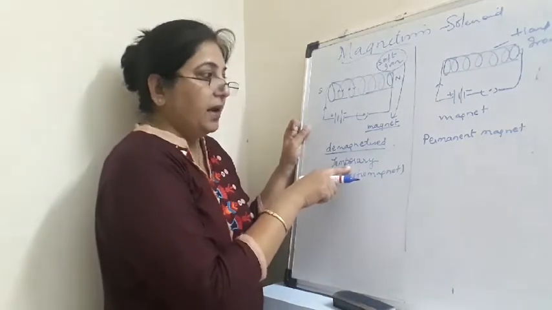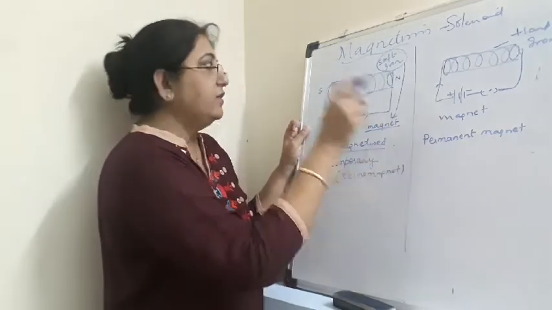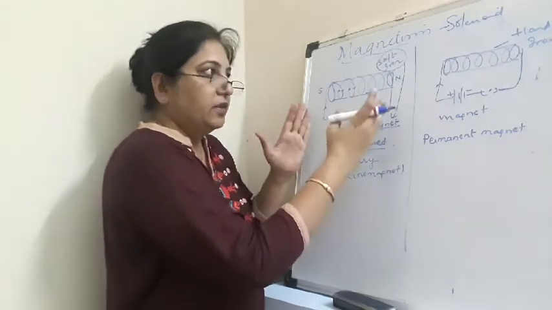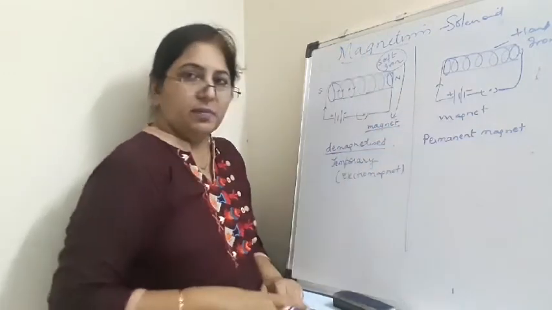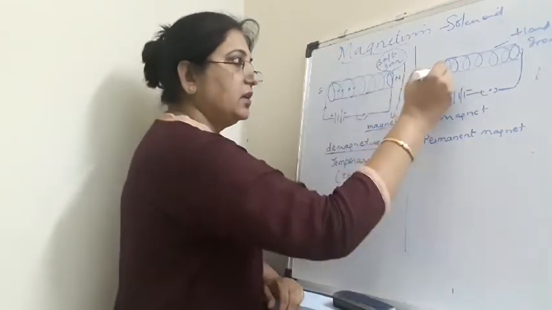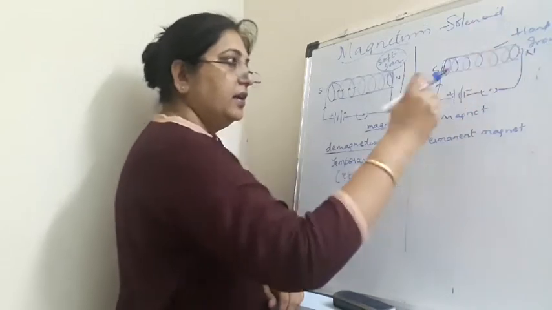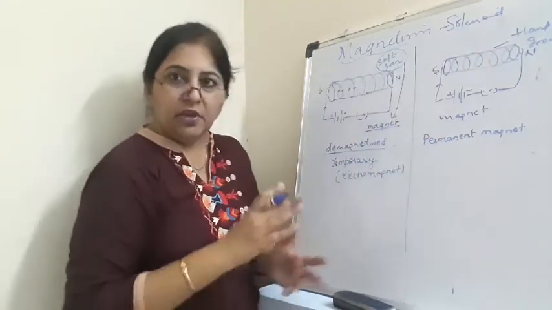So this is a temporary magnet, this is a permanent magnet. Then we can change the polarity of this magnet, but we cannot change the polarity of this magnet. Once this end becomes the south pole, and this becomes the north end, it remains the same, we cannot change it.